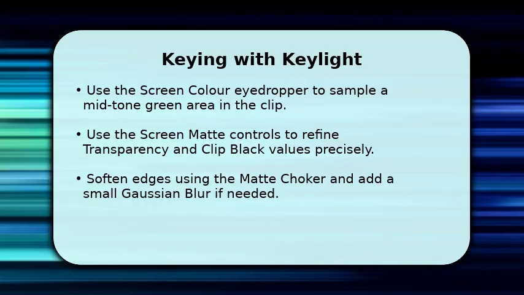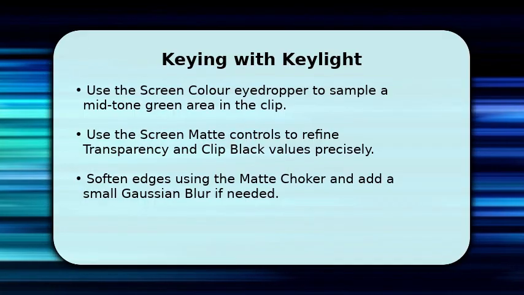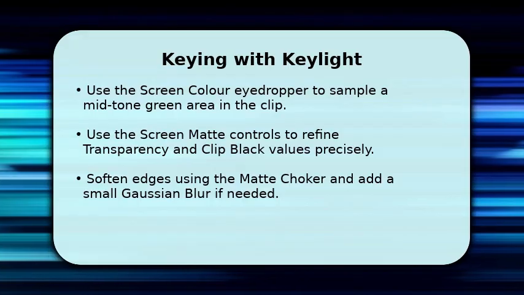Soften edges using the matte choker and add a small Gaussian blur if needed to blend edges. Restore color by applying hue/saturation adjustments to the foreground layer only when necessary. Preview at full resolution for final checks, then render with correct settings.